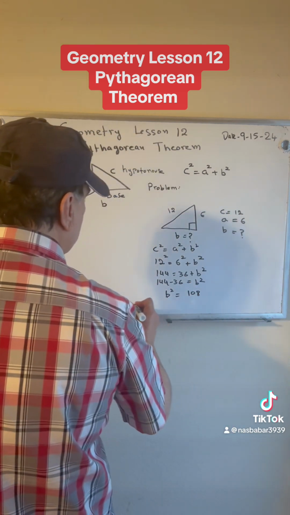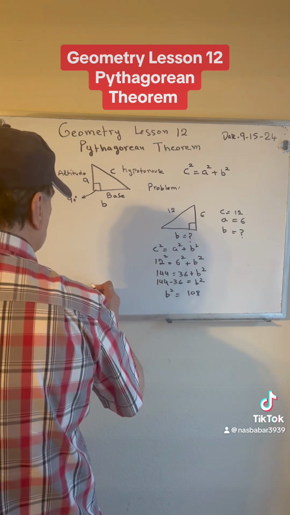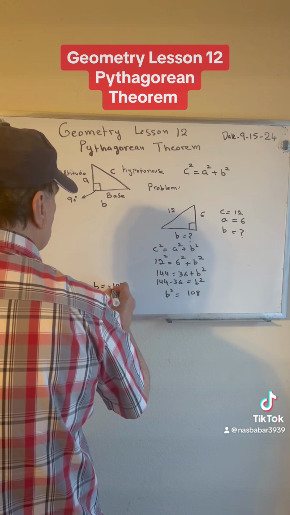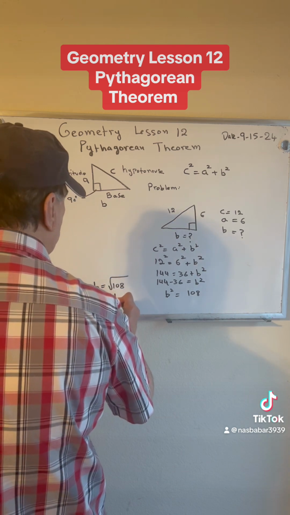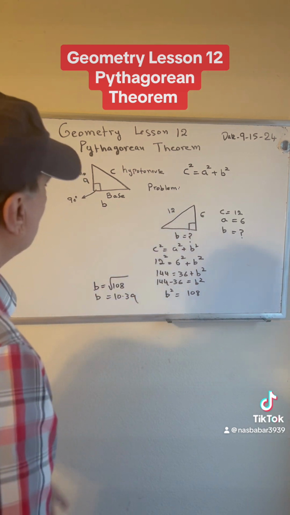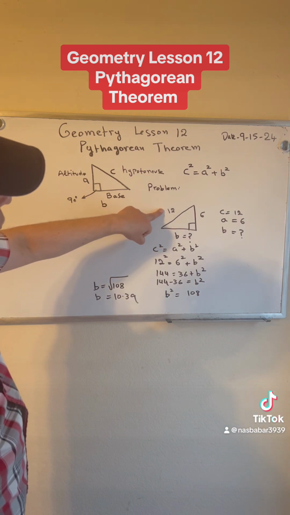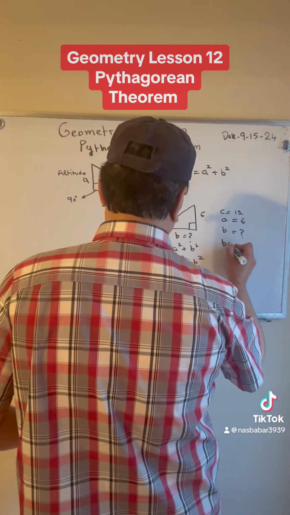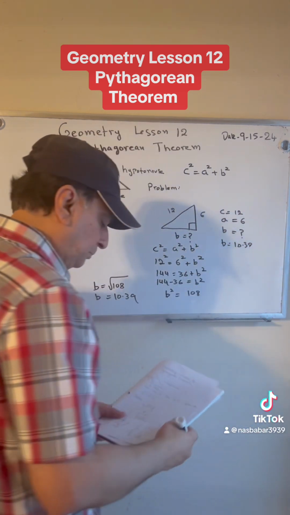Okay, take the square root of both sides, so then B is equal to the square root of 108, and the answer for B is 10.39. Okay, so that basically proves that hypotenuse is the longest side because it's 12, and B we just found out is 10.39. So how's that, my friends?